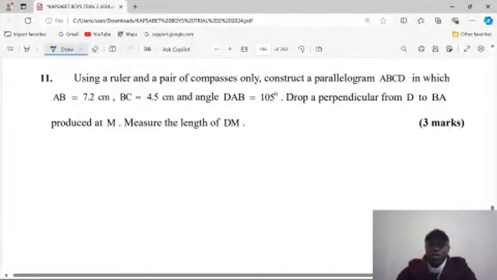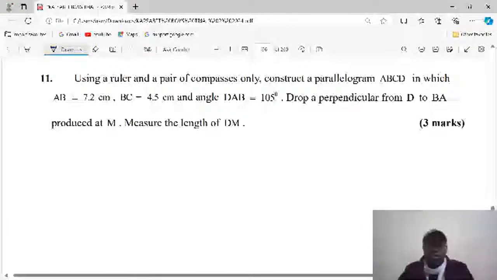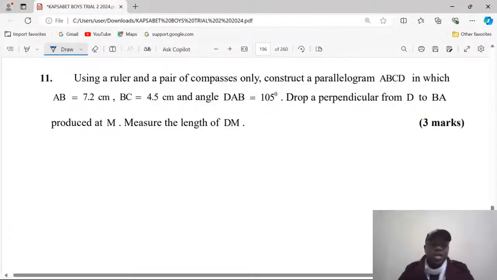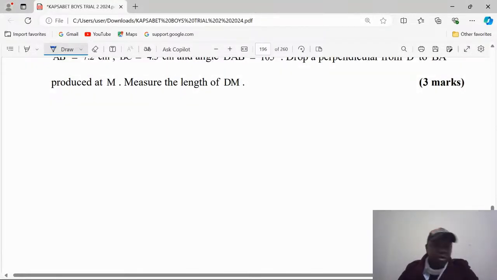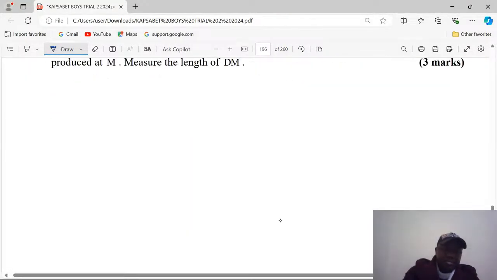Construct a parallelogram ABCD in which AB equals 7.2, BC 4.5, and angle DAB equals 105. Drop a perpendicular from D to meet BA produced at M. Measure the length of DM. So this is going to be a simple construction whereby we can start with the 7.2 AB.